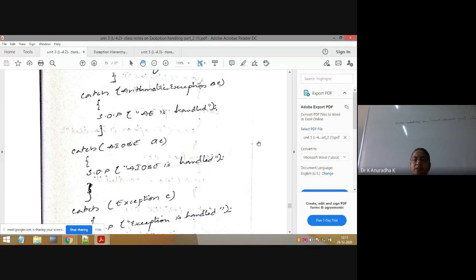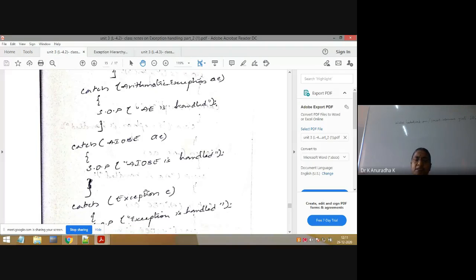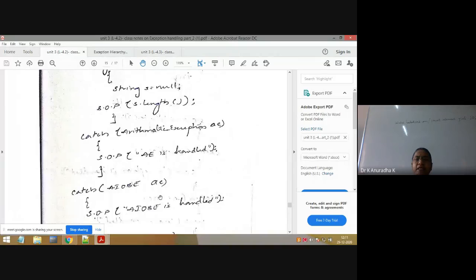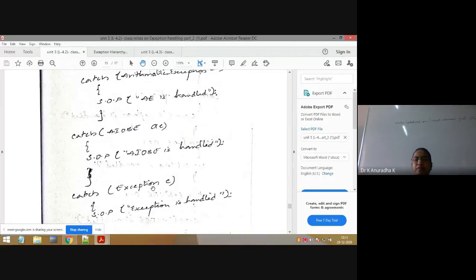RuntimeException is a superclass of NullPointerException, and Exception is also a superclass of RuntimeException. That's why when you want to write the parent class, write either Exception or RuntimeException. If you write RuntimeException here also, you will get the same output. That is, this is the matching catch block. That's why Exception is handled. So here, if you observe, we have taken child to parent. This is child, this is child, this is parent. This order we should follow while writing try with multiple catch block programs.